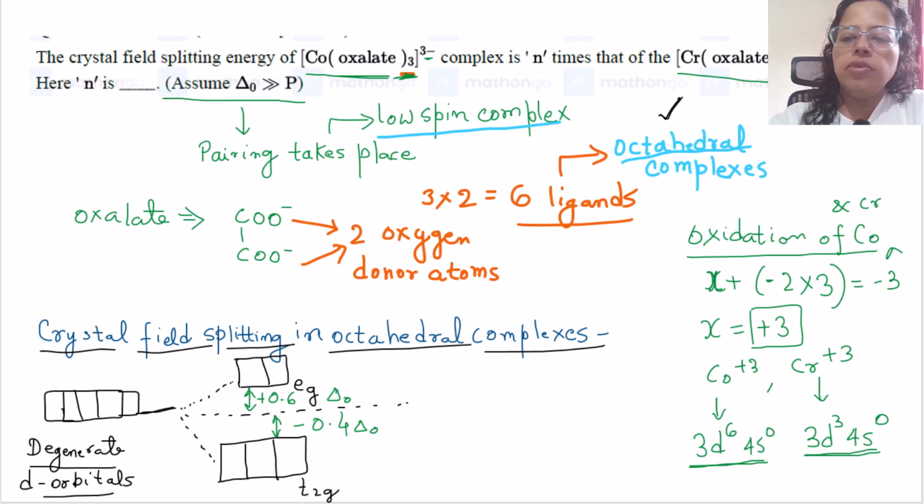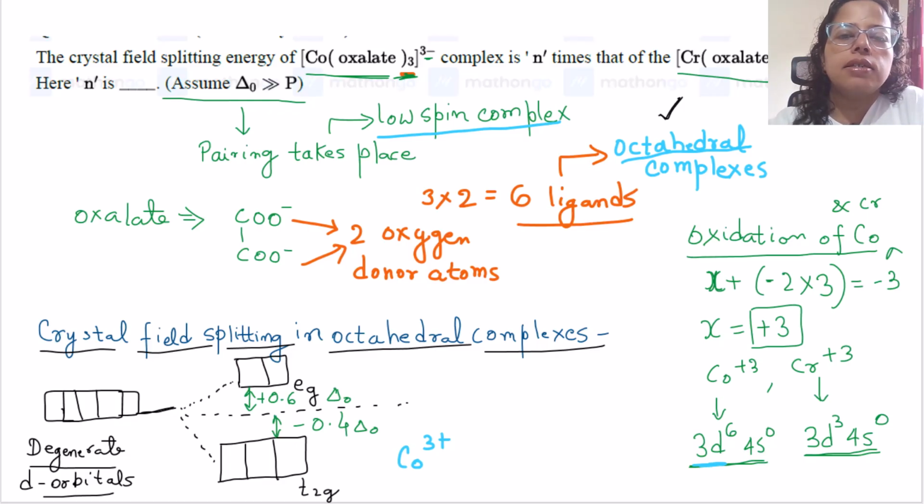Now what we have to do is arrange these electrons in the d orbital according to the low spin complex character. Okay, let's start with cobalt first. Let's consider this splitting diagram is for cobalt. So cobalt 3 plus has how many d electrons? It has 6 d electrons, 3d6.